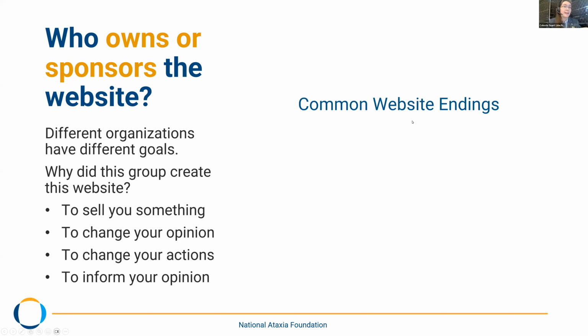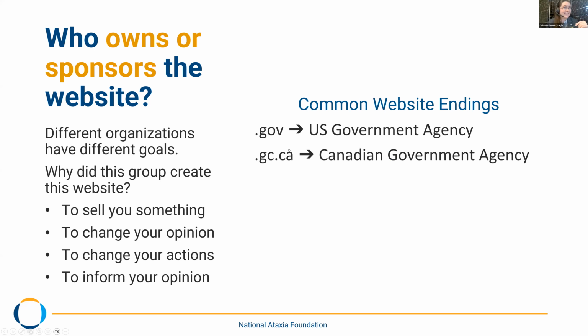So some common website endings can give you a little bit of insight about what this website is about and who owns it. If you're in the US, .gov ends US government agency websites. If you are further up north, like me in Canada, .gc.ca, these are Canadian government agencies, so these are governmental websites. Again, if you're in the US, .edu indicates that this is a website for an educational institution.